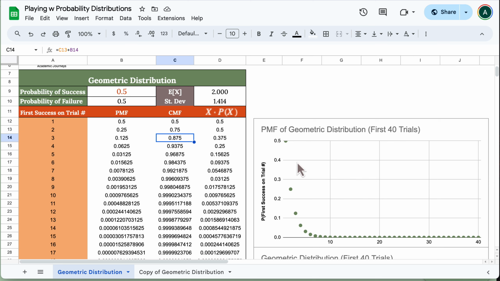Well, the probability of flipping heads the first time is 50%. And then the second time, it's 25%. And then the time after that, it's half of 25%, so 0.125. All geometric distributions have this property where they start high and then they gradually move lower towards 0.